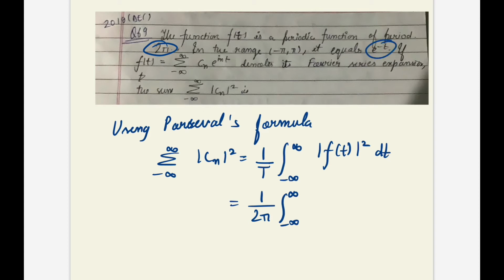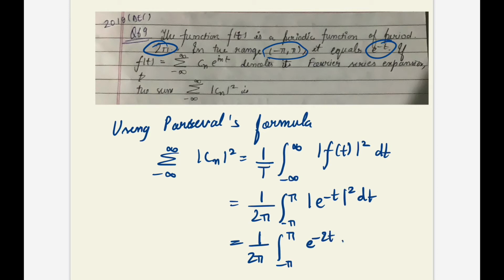This becomes minus t square dt. Now this comes out to be 1 over 2 pi. Oh sorry, the limits are not this one, so it will be minus pi to pi. Limits are in the range minus pi to pi, so 1 over 2 pi, integral from minus pi to pi of e to the power minus 2t dt. Then this solves, then it can be solved like this.